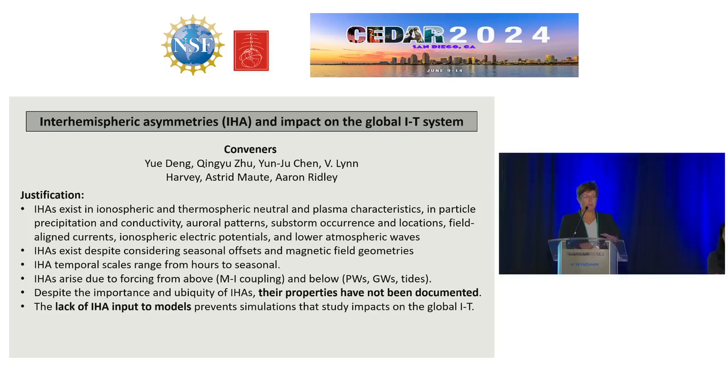But there are also interhemispheric asymmetries due to magnetic field geometries, in the solar wind, and so on and so forth. The temporal scales range from hours to seasonal, and interhemispheric asymmetries arise both from forcing from above in magnetosphere-ionosphere coupling and from below in the upward propagation of different waves. So despite the fact that interhemispheric asymmetries are ubiquitous and that they likely have important implications for space weather, their properties have not been documented, and they are not input into models, so this prevents simulations that study their impacts on the global ionosphere-thermosphere system.